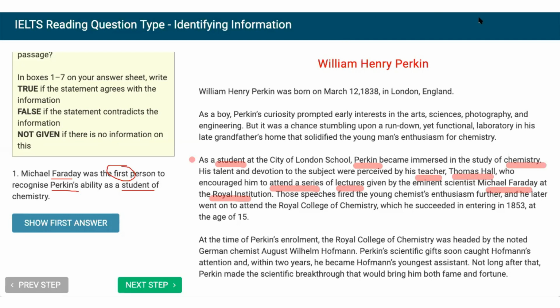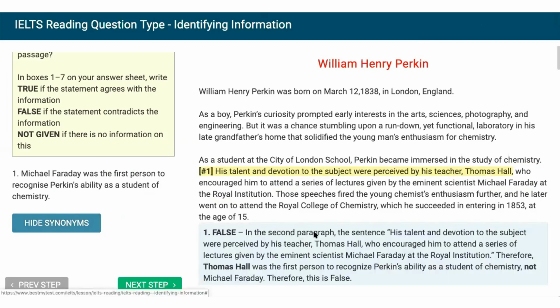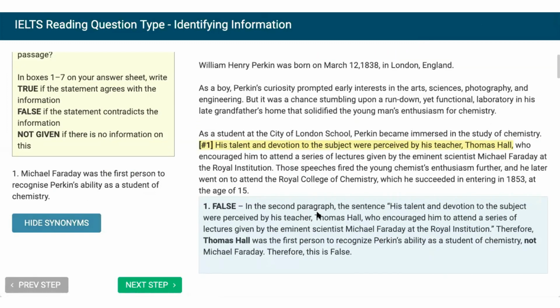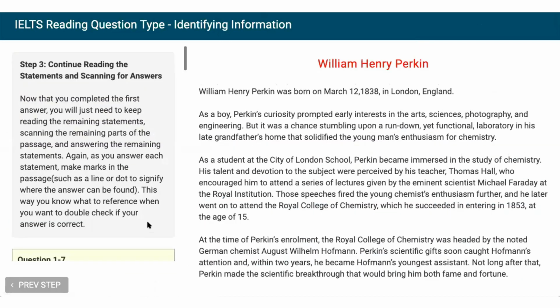So I'll clear our screen here. We will show our first answer, and it is false. And we see exactly here, Thomas Hall was the first person to recognize Perkin's ability, not Michael Faraday. Therefore, it's false. Good job. Let's go to the next step.